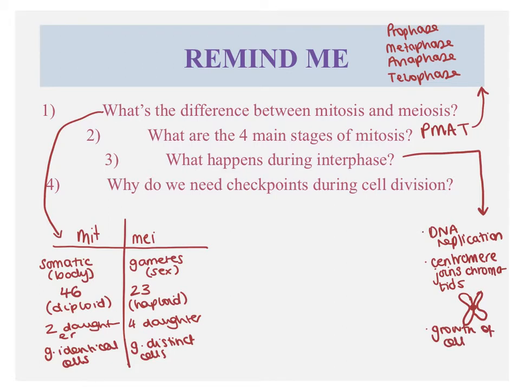Okay, and finally, why do we need checkpoints during cell division? That's just so we can identify errors. Okay, identify if things are going well or not well. So we're identifying errors, and if the cell has got an error in, we undergo apoptosis. Reminder, that is that programmed cell death. It's a bit ruthless, but it's got to happen.